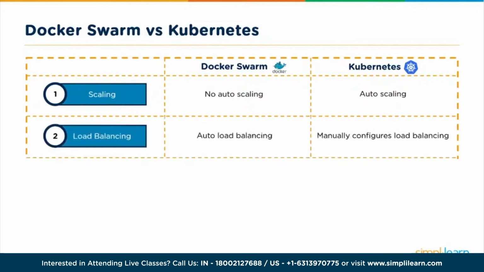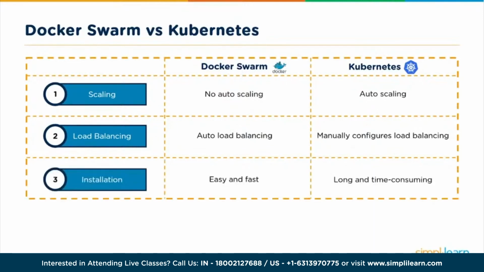Docker Swarm. The other feature is load balancing, specifically application load balancing. Docker Swarm gives you application-level auto load balancing. However, Kubernetes gives you the flexibility of manually configuring any other type of load balancer of your choice for application load balancing.